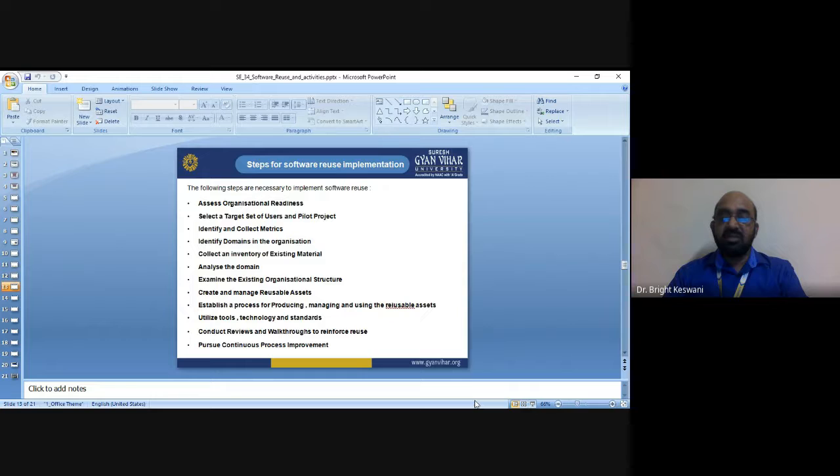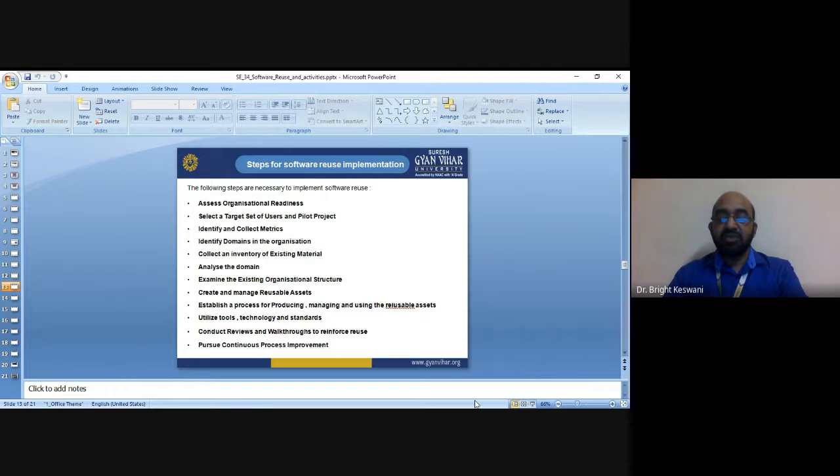The next three steps are also important steps. Utilize tool technologies and standards and conduct reviews and walkthroughs to reinforce reuse, because reviews and walkthroughs can provide you the faults and failures in the implementation. So this is a necessary step.